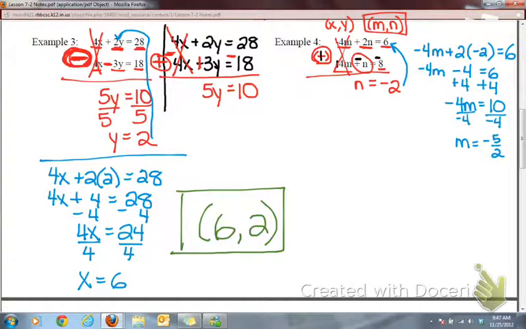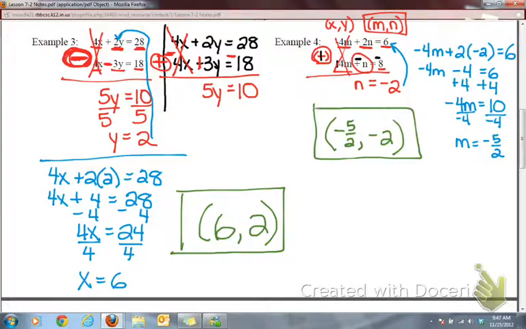And then, again, the last step is to write the ordered pair. The m would come first, so negative 5 over 2, comma, negative 2. That would be where these two lines would cross if we were to graph them, which would be kind of hard to tell on a graph, because how would you know that the point where they cross is right there at negative 5 over 2? That would be kind of hard.